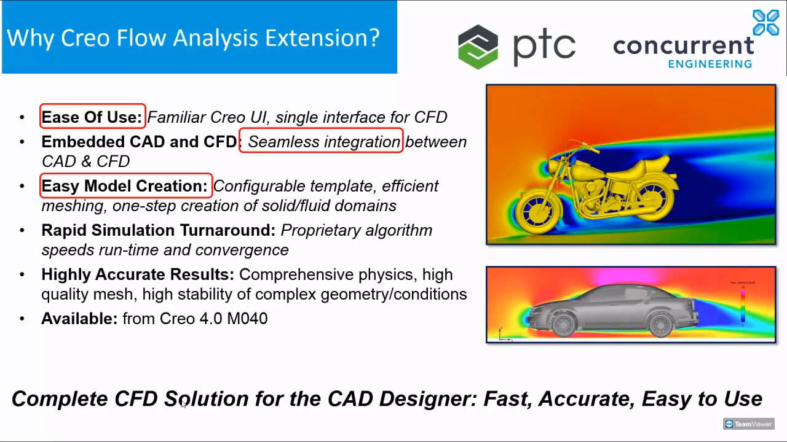Creating analysis models is easy. There are configurable templates. The meshing is ultra efficient. And it's a one-step creation to create those solid and fluid domains. Our proprietary algorithm gives you a rapid turnaround of results so as not to hold up your design process. And most importantly, the results are highly accurate. If you're on Creo 4.0, M040 or later, you can take advantage of this add-on module immediately. It's fast, accurate, and above all, easy to use.